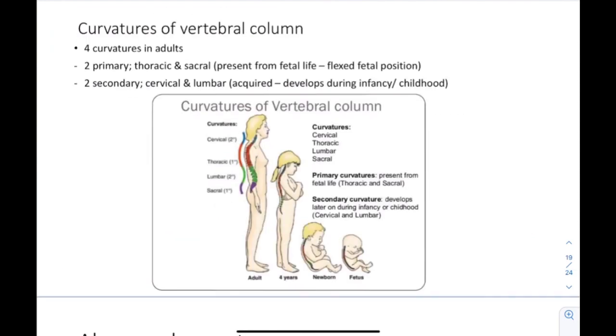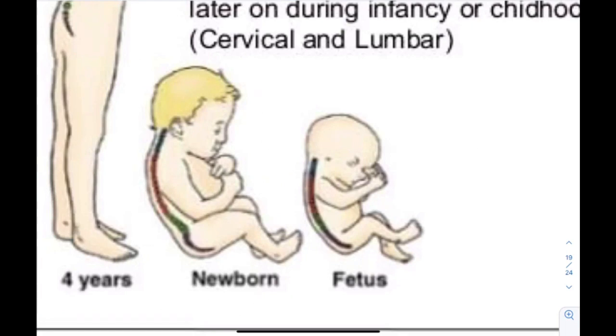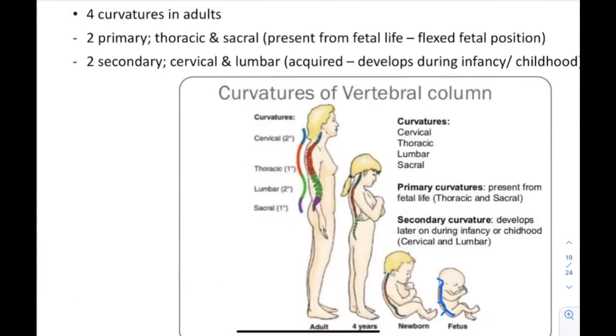Okay, so let's talk about some curvatures of the vertebral column. So right here we have something called the flexed fetal position, and we have something called primary curvatures and secondary curvatures. The primary curvatures include the thoracic and the sacral, but later on in life you develop secondary curvatures in the cervical region and in the lumbar region. We call the thoracic and the sacral curvatures primary because they're present from fetal life, and then we call the cervical and the lumbar curvatures secondary because they develop during childhood.